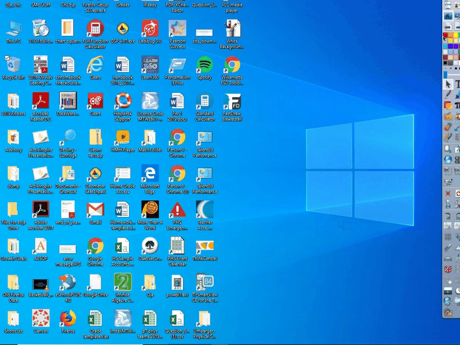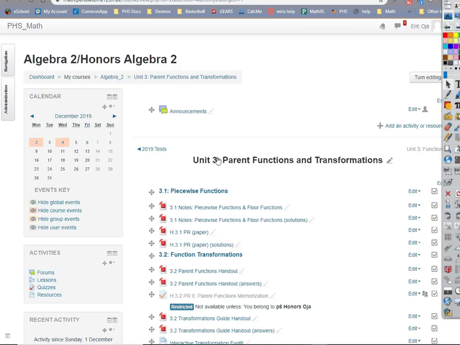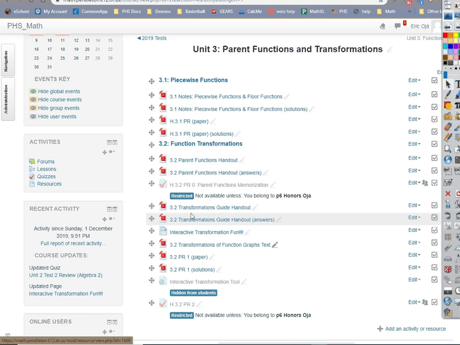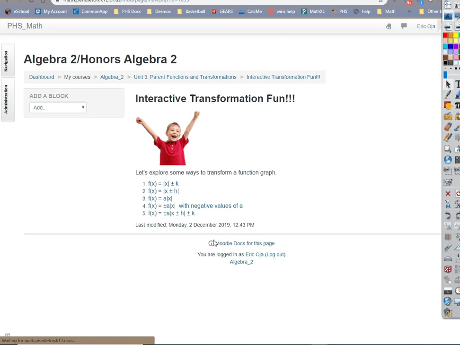But what I'd really like you to do now is on Moodle, I just built some stuff today for you to kind of play with. So here it is. You're going to go into Unit 3 in Moodle, and if you click on the Interactive Transformation Fun, it's going to take you here.